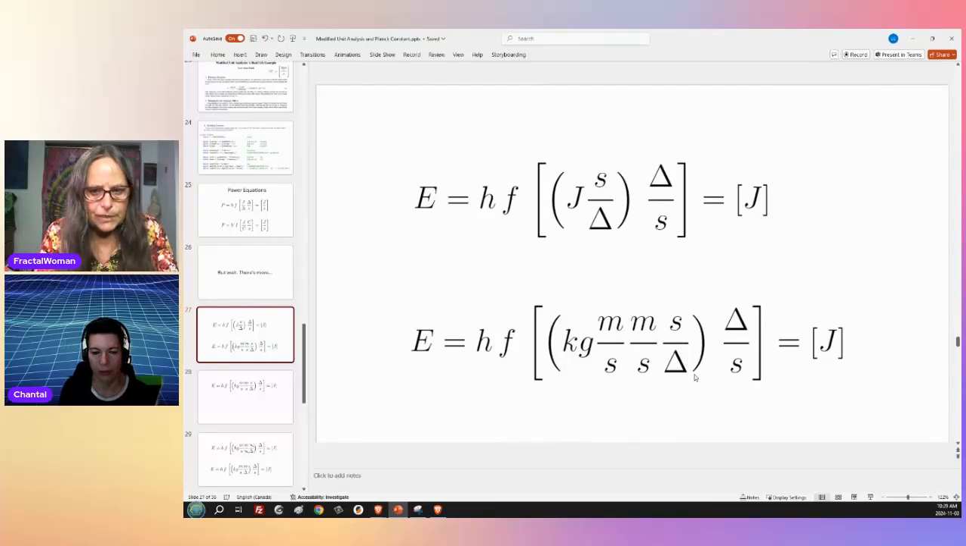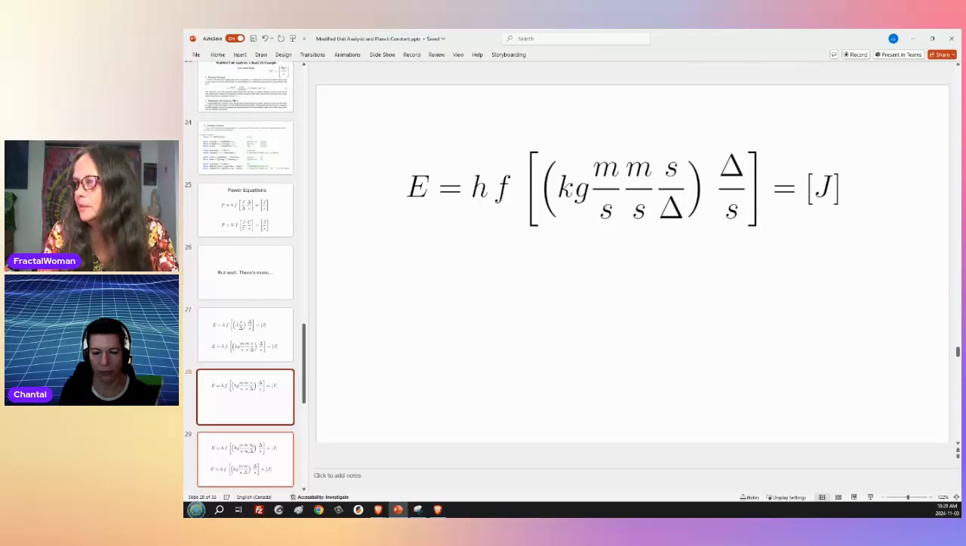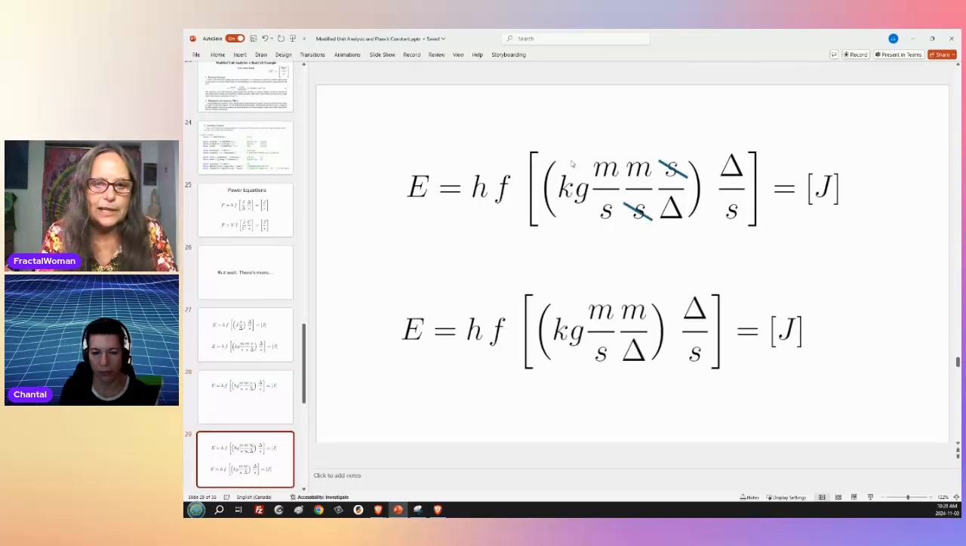And so here, we're going to cancel that S with that S. I keep forgetting which cursor is the one that you're seeing. It's the small one. Okay. So we cancel that S with that S, and we end up with these units. And these are the units of angular momentum, right, in modified unit analysis.